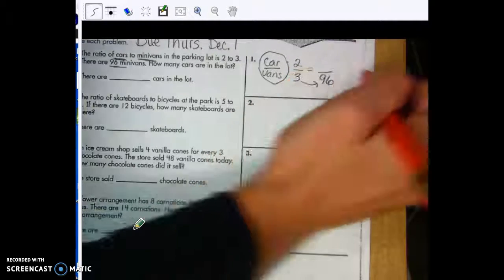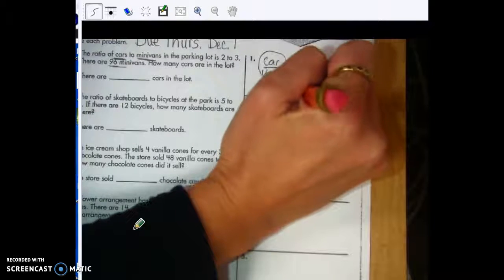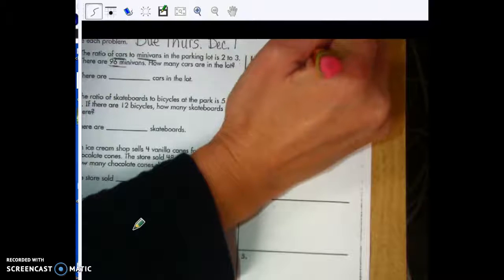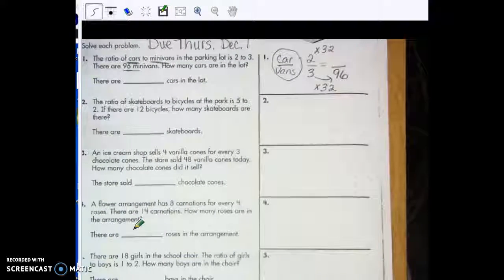If I don't know what that would be, I go over here to the side and do 96 divided by 3. That would be 32. So this would be times 32. I'm going to do the same thing to the top. So 2 times 32, and that would be my answer, and that's what I would put right there. Okay, we're going to do that on every single one of them.